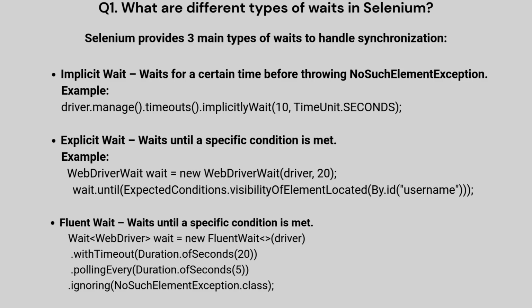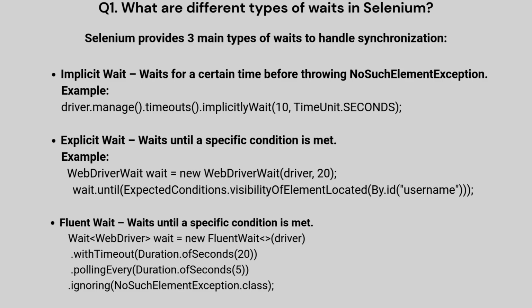Coming to the next wait, which is explicit wait. Explicit wait waits until a specific condition is met. For example, WebDriverWait wait equals new WebDriverWait, and you specify driver comma 10 or 20 seconds, and then we specify wait.until, which is ExpectedConditions, where some condition has to be met. Here it's mentioned .visibilityOfElementLocated(By.id), or you can specify whatever element locator you want.